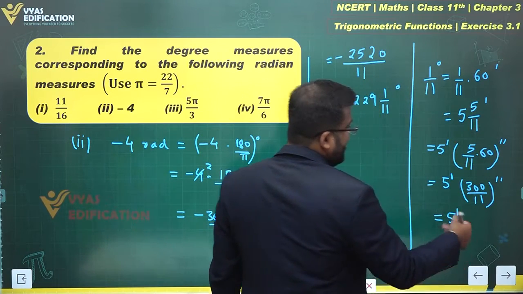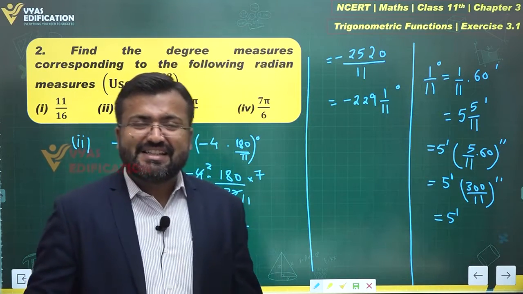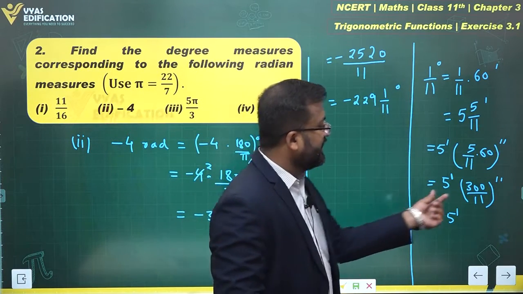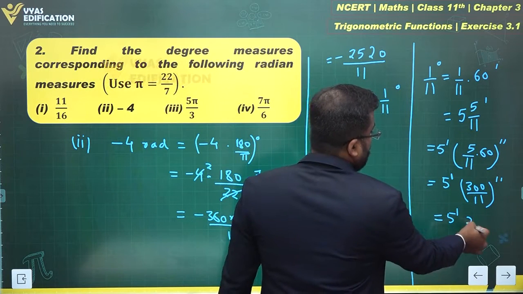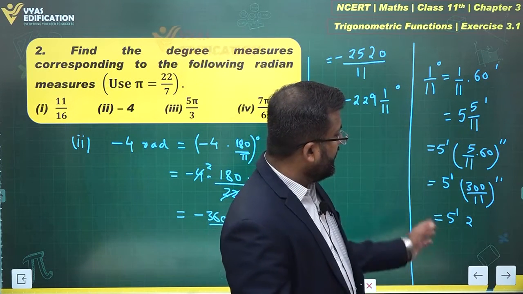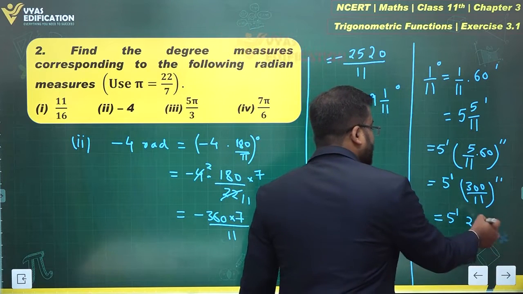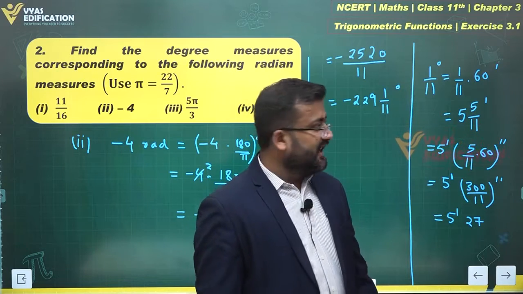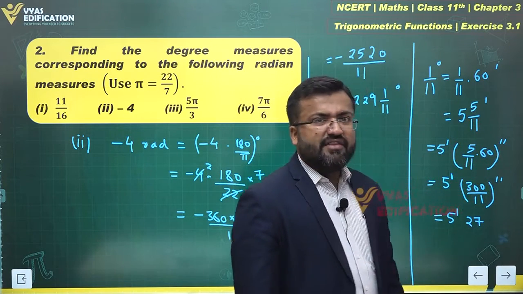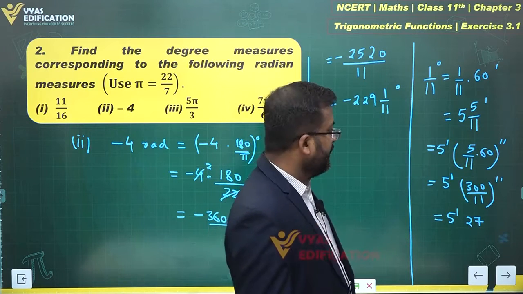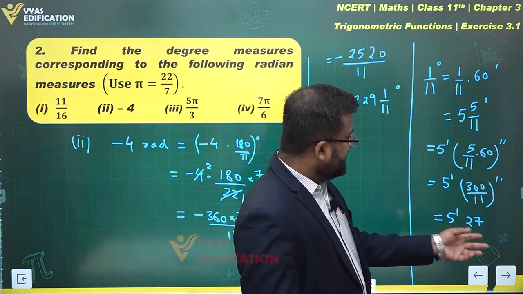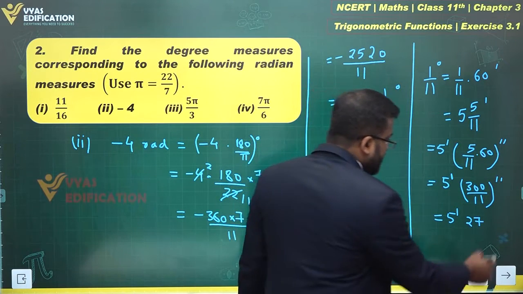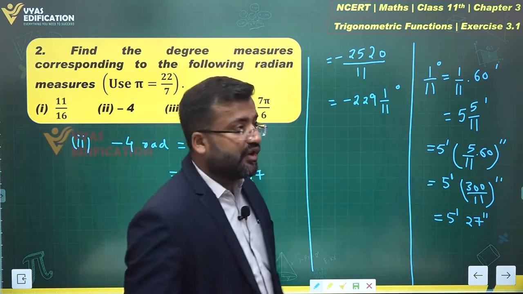5 minutes is okay. In terms of seconds, is there any smaller unit than seconds? Yes, there are milliseconds and all, but we are not going into those details. We'll solve up till seconds. So 11 times 2 is 22 and you have 80 after that. 80 will be 77, and 3 remains, right? So 30 upon 11 would be again 2 something. So 27 will repeat, and this is 27 seconds on rounding off.